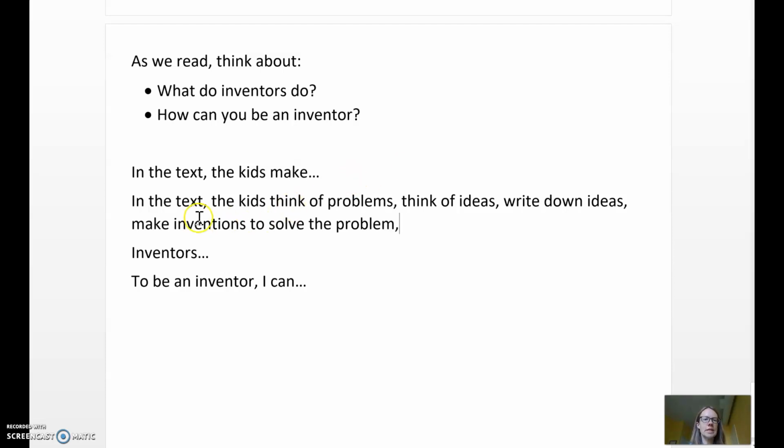In the text, the kids think of problems. In the text, the kids think of ideas. In the text, the kids write down ideas. In the text, the kids make inventions to solve the problem. These are all different things that inventors do.